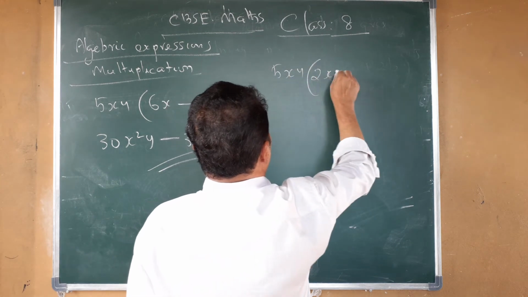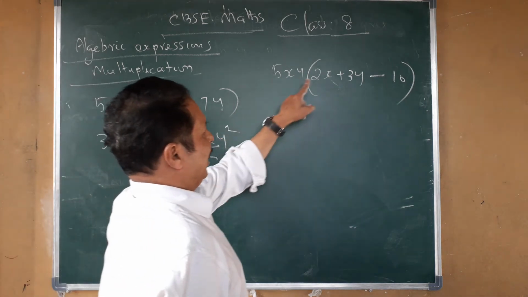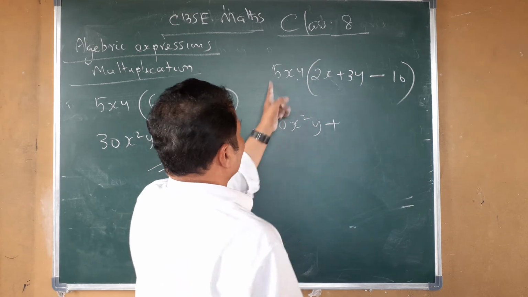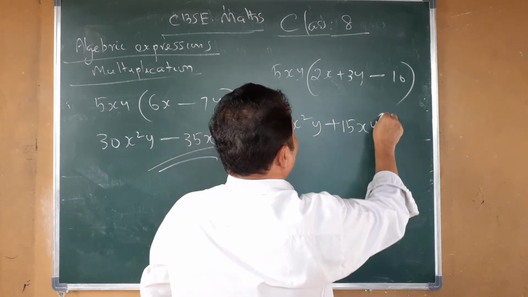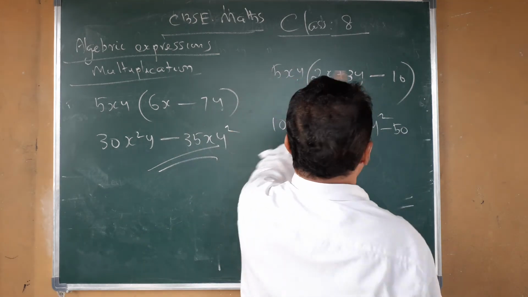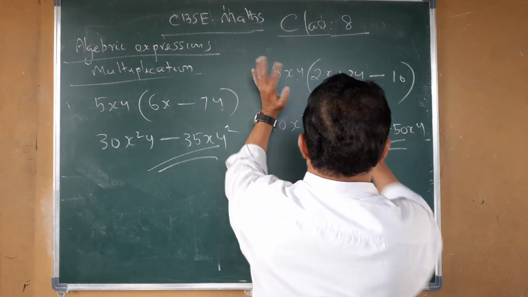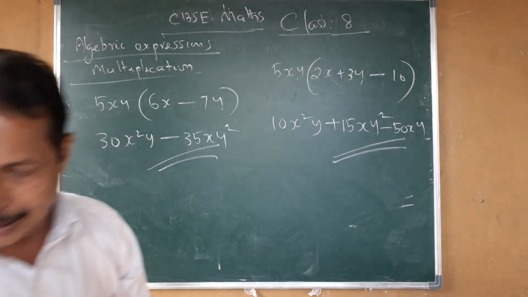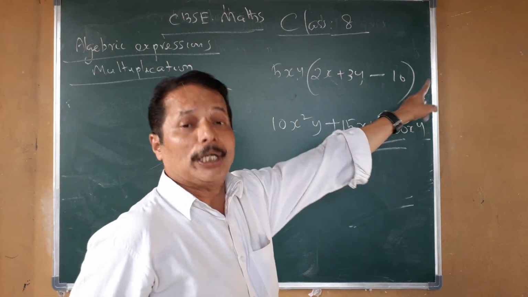5xy into 2x plus 3y minus 10. 5 into 2, 10. x into x square, then y. Plus 5 into 3, 15. xy into y square. Minus 10 into 5, 50, negative also, and xy also. Multiply this monomial by 3 terms. Is it clear? That is multiplication of a monomial by a polynomial.